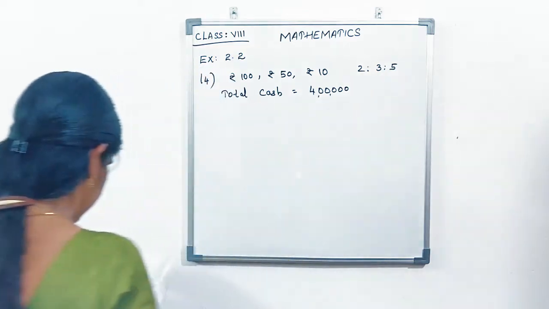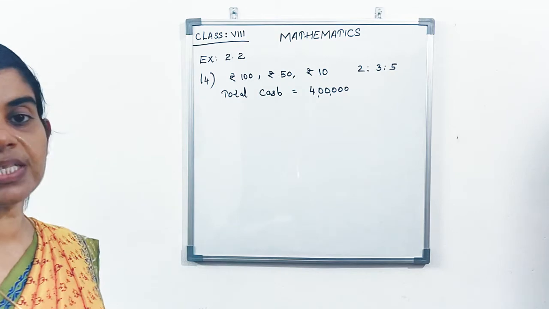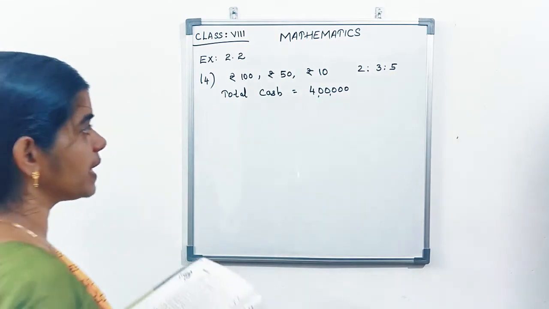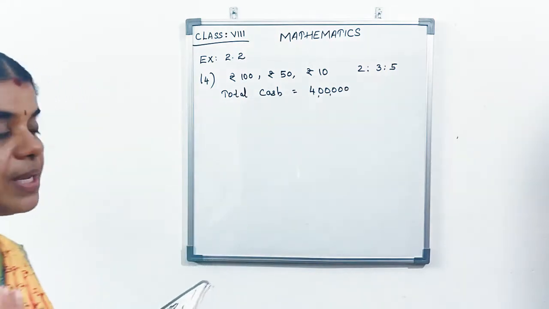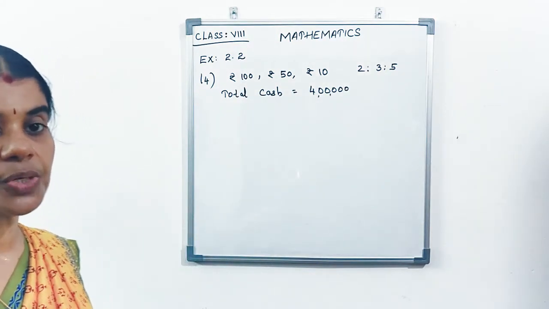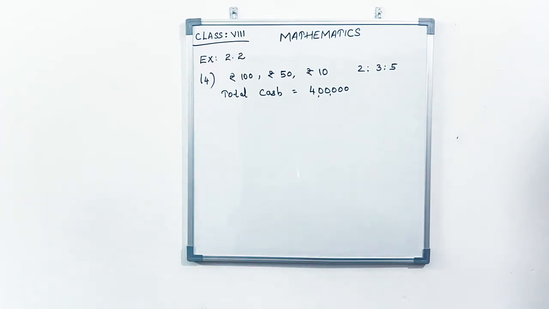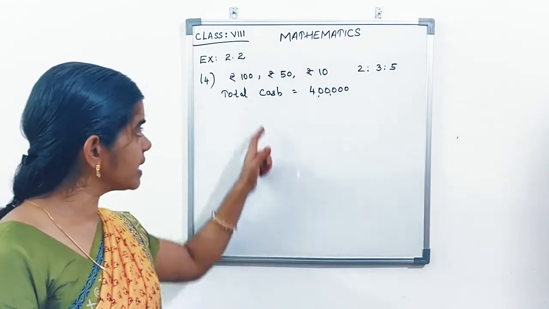4 lakh. How many notes of each denomination does she have? You want to find out how many 100 rupee notes, how many 50 rupee notes, and how many 10 rupee notes there are. That is what you want to find out. Is that question clear? All of you, once again.